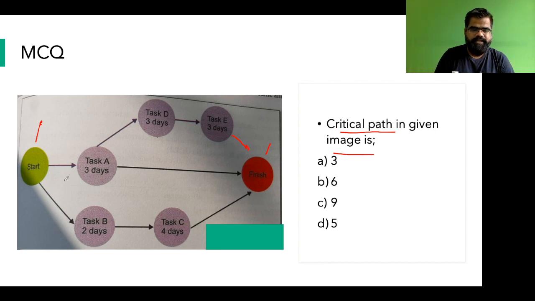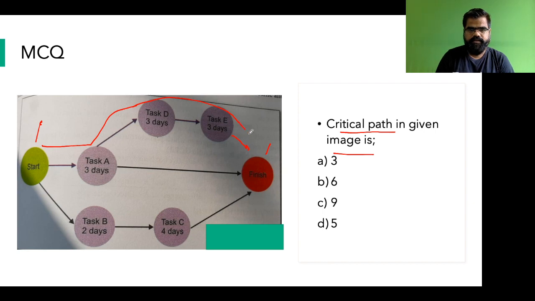Or if you start here, again you do task A, and directly you can finish here. Or one way is doing task B, task C, and then finish. So what has to be done in this, students? We always have to take all the possible paths. Now you see, one possible path is this way.